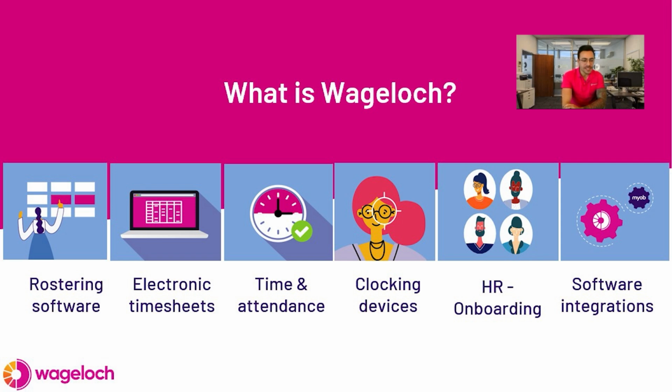So what is Wageloch? We are predominantly a rostering and time and attendance platform that we heavily integrate into MYOB Acumatica for basically complete payroll automation. Our biggest strengths are your rostering software, your electronic timesheets, your time and attendance, your multiple clocking in and out devices, our HR onboarding tools, which tie back directly into Acumatica, and of course, the overarching software integration. But what else can we do for you?